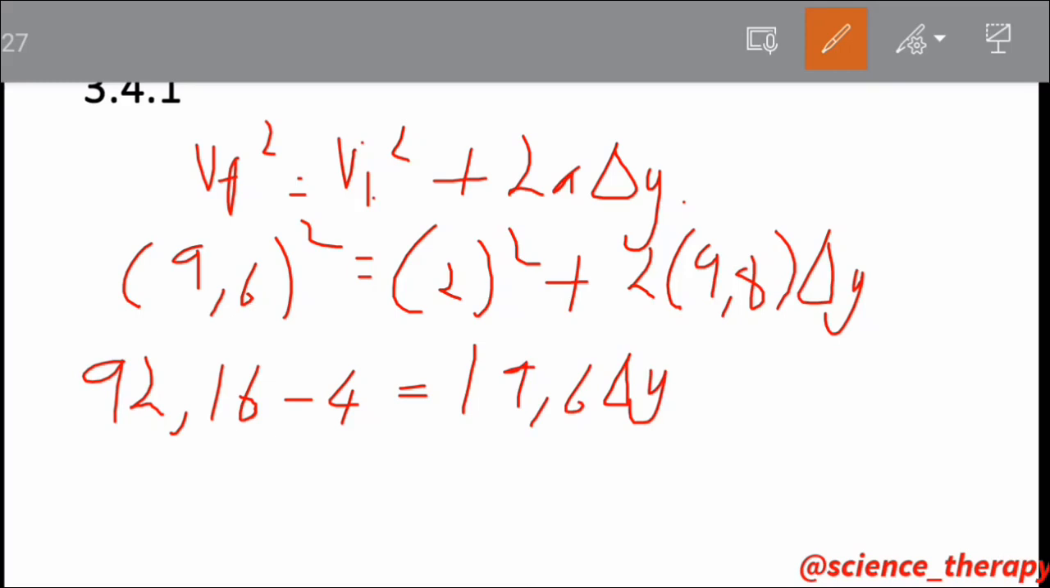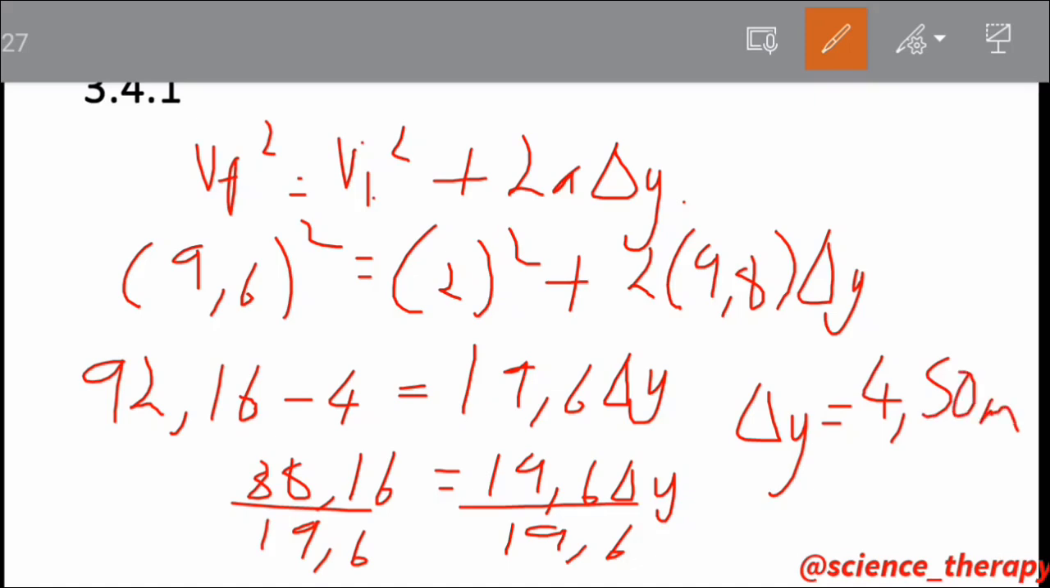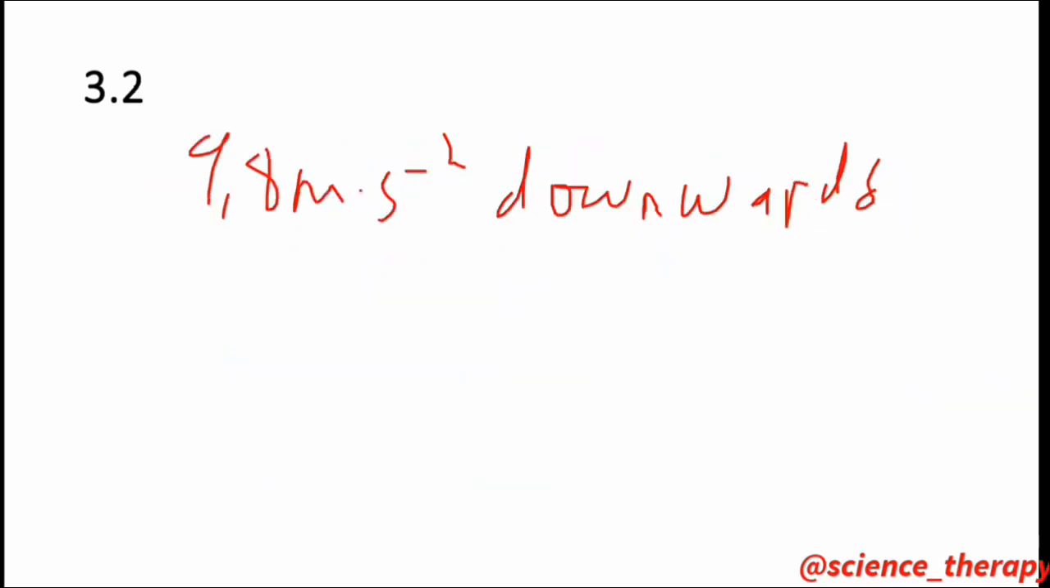Then let's find the solution to this one. We have 88.16 is equal to 19.6 delta y. Then we can just divide both sides by 19.6. Then our delta y in this case becomes 4.50 meters, right? So that's our solution. That means the ball was thrown at a height of 4.50 meters. Awesome.